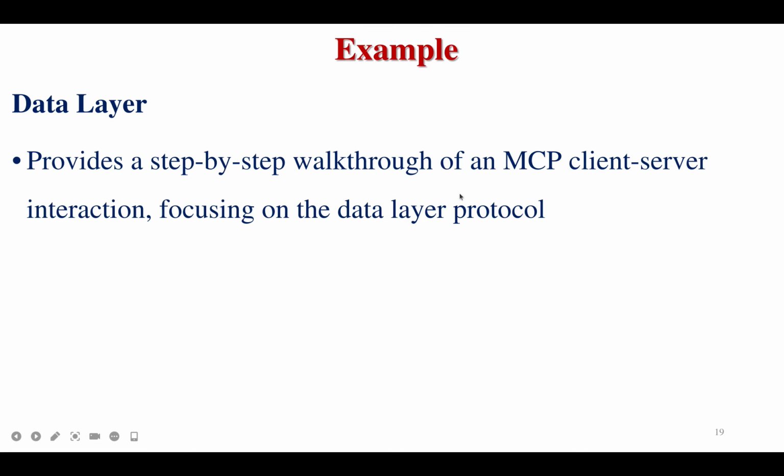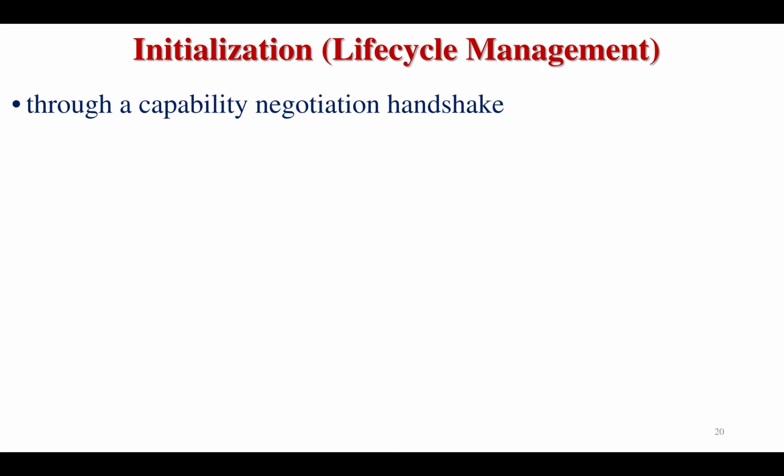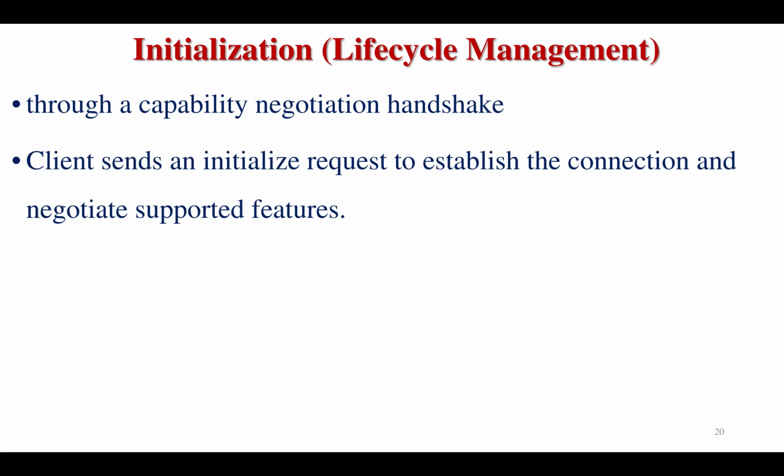Here we provide a step-by-step walkthrough of the MCP client server interaction. So first step, as we discussed during the lifecycle management, is the initialization. During initialization, there is a capability negotiation handshake. Both the server and the client tell, these are my capabilities, right? Both of them tell their own capabilities. That happens during the initialization.